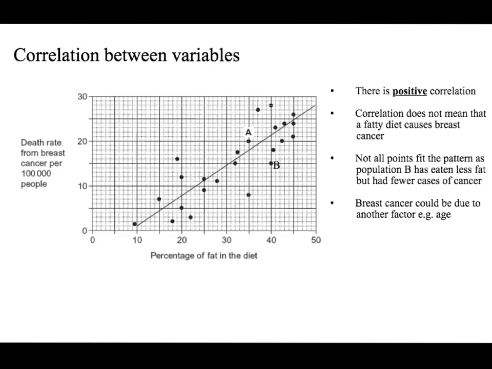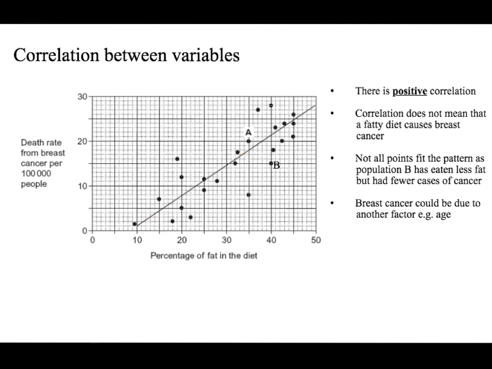You need to know how to spot correlation between variables, so this would be used on a scatter diagram. So here you can see there's definitely a positive correlation between the percentage of fat in the diet and the death rate from breast cancer. A negative correlation would be in the opposite direction. You can see though it's not a perfect correlation because not all the points are bang on the line. For a perfect correlation, every single point would be on the line. So there is a positive correlation, but it's not perfect.